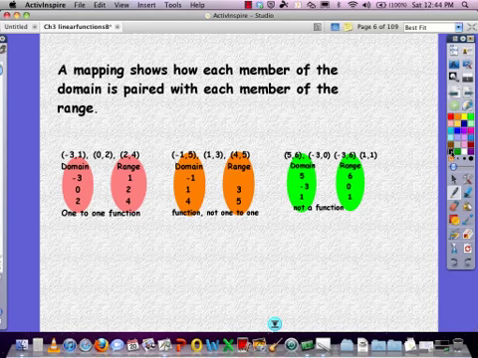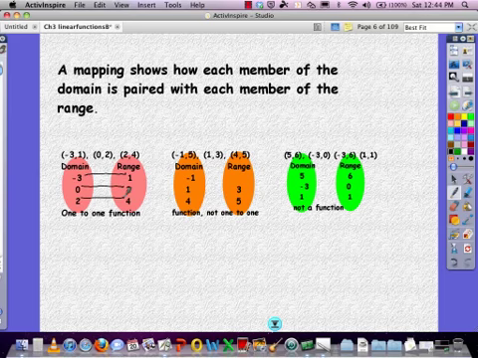So if we just looked at the sets, and let's start with the pink one, -3 is paired with 1. And when we do that, we think, okay, it goes together. 0 is paired with 2, and 2 is paired with 4. There's no other possible combinations. We like to call that a one-to-one function. Every x has exactly one y.